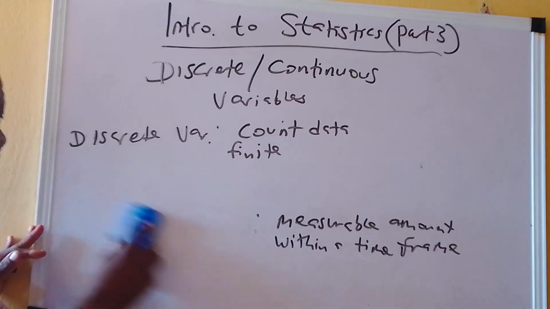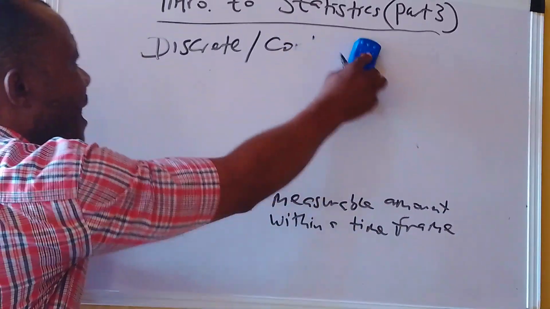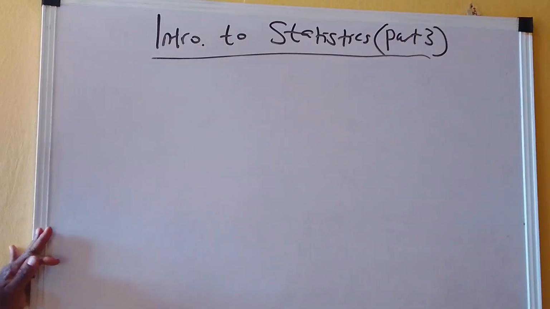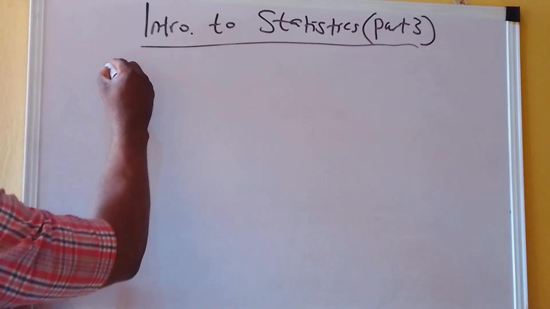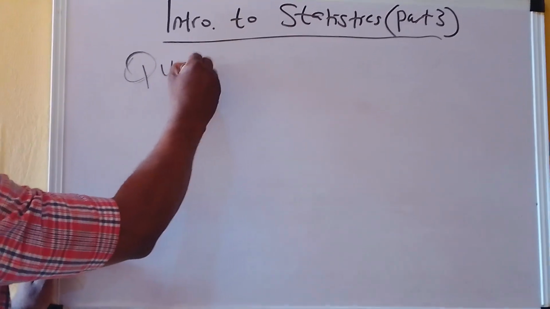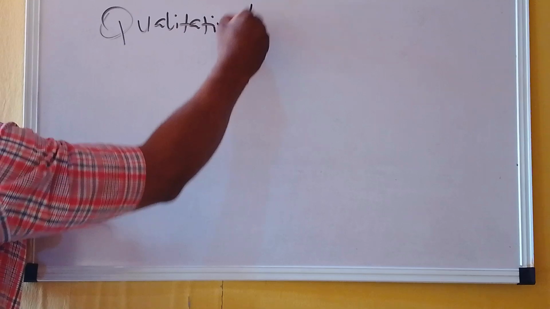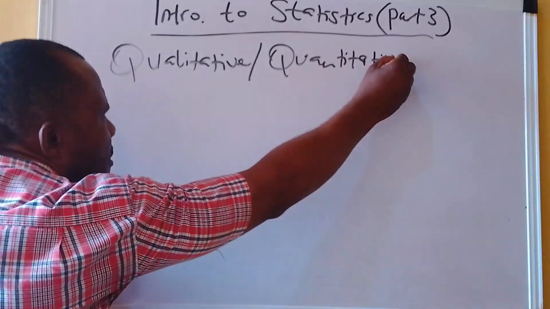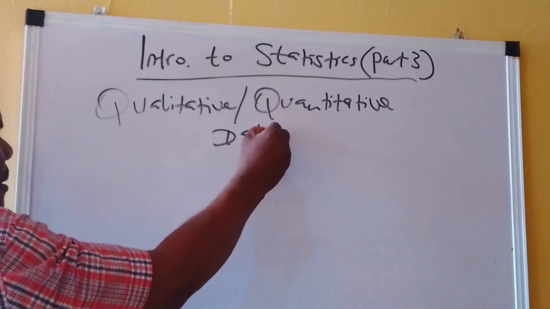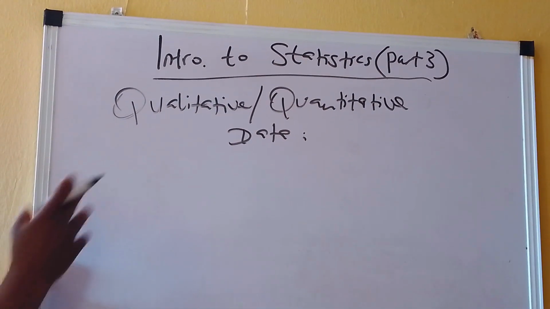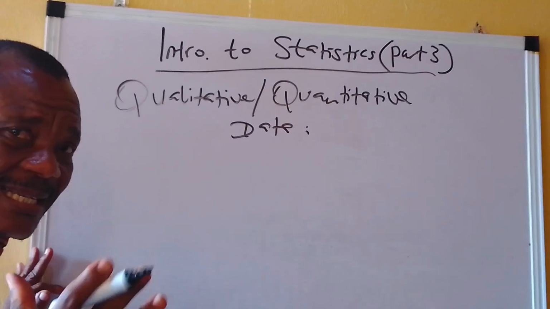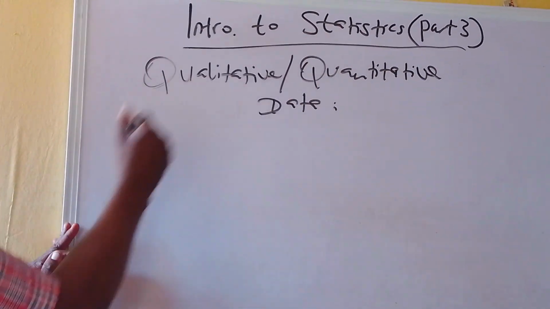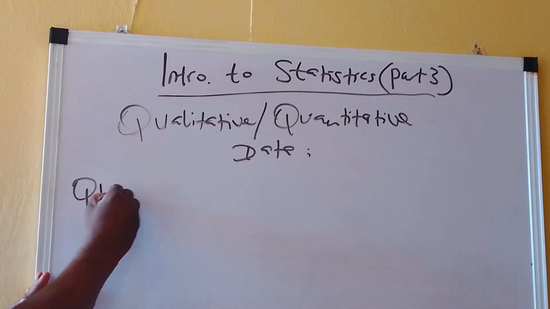Then now we are looking at what we call qualitative and quantitative data. This part is very important. When you are collecting data for your research, your data can either be qualitative in nature or quantitative in nature. Let me explain each of them.